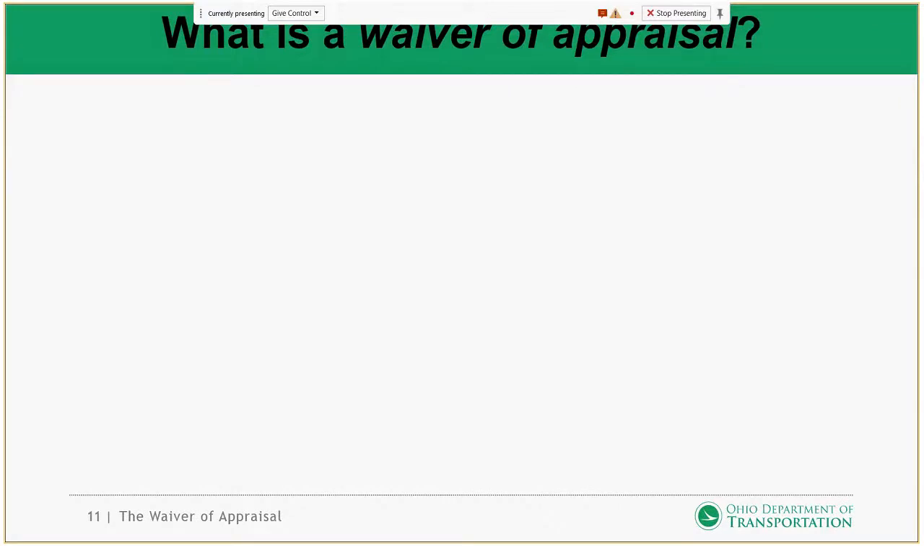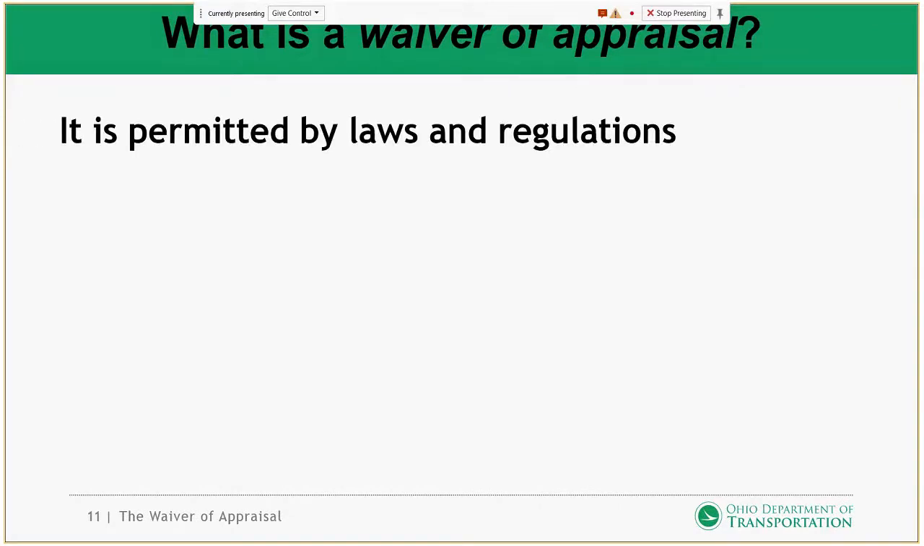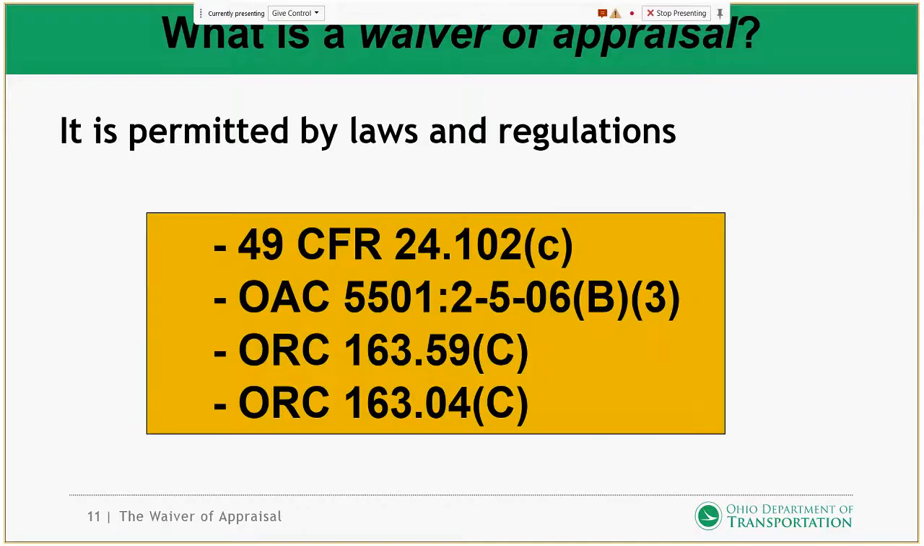So what is a waiver of appraisal? It's permitted by laws and regulations. 49 CFR 24.102 allows its use. Ohio Administrative Code allows its use. Ohio Revised Code, Section 163.59, allows its use. This is in the eminent domain code section of our law for acquisition of properties under eminent domain, and Ohio Revised Code 163.04, which is the notice of intent to acquire and good faith offer.